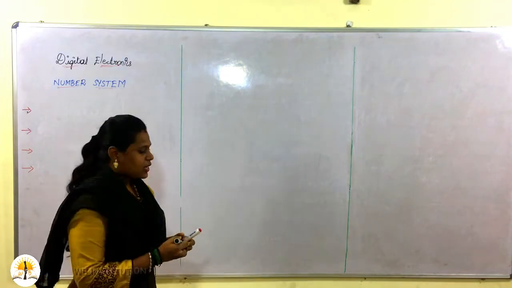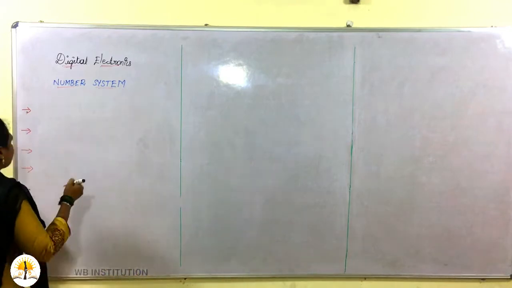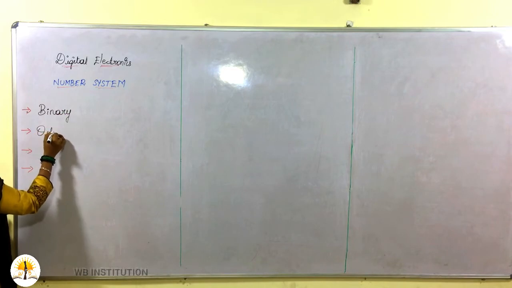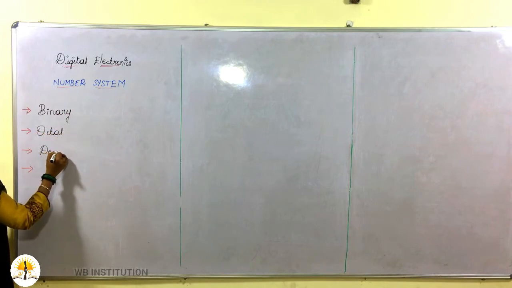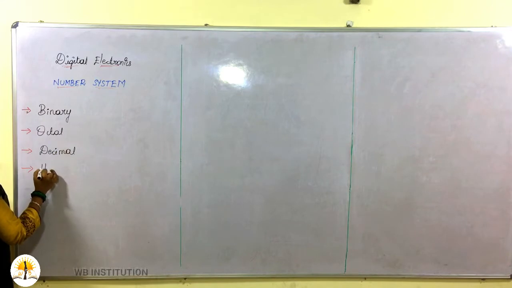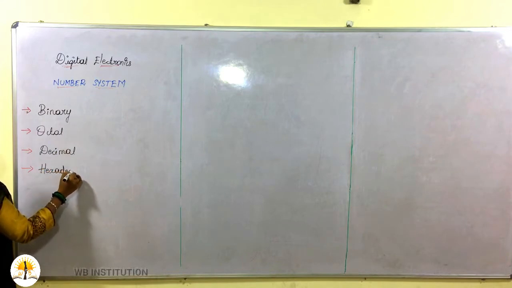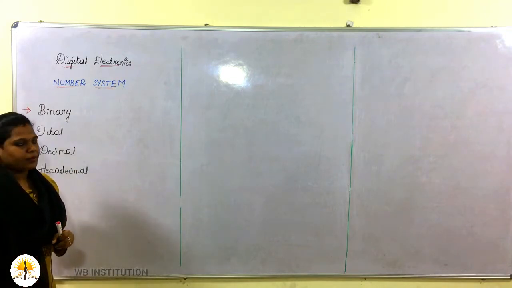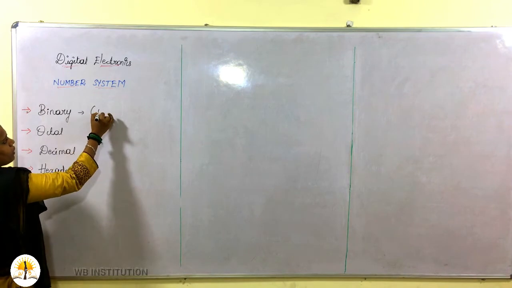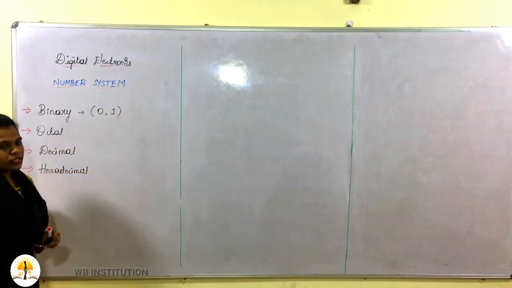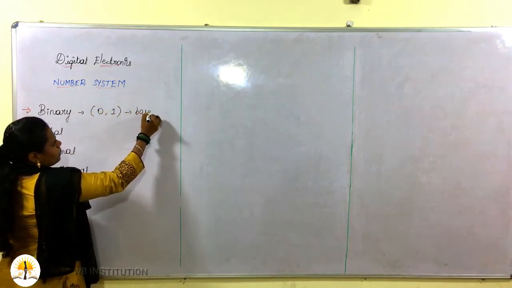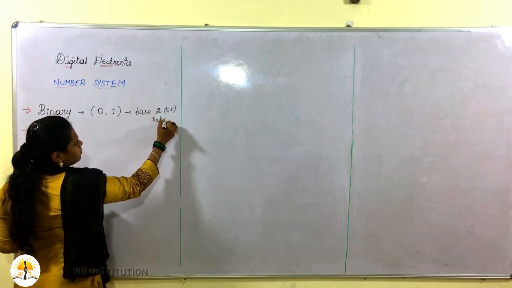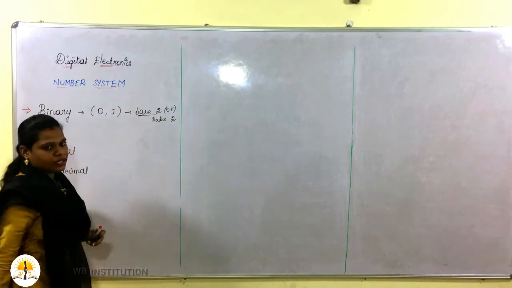Okay. So number system basically carries 4 objects, namely binary, octal, decimal and hexadecimal. It works only on these 4 numerical number systems. Binary has only 2 values, 0 and 1. So the base is 2, base or radix we can say. Mostly we will use the term base of 2.